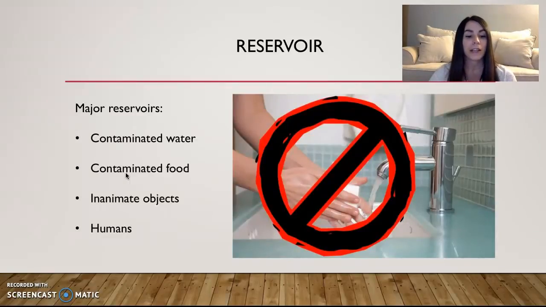A few major reservoirs for rotavirus are contaminated waters or food, inanimate objects, as well as humans that have become contaminated by human feces. Some examples would be changing a baby's diaper or using the restroom and not washing your hands. So, moms and dads out there, make sure that after you change your children's diapers, you always wash your hands.